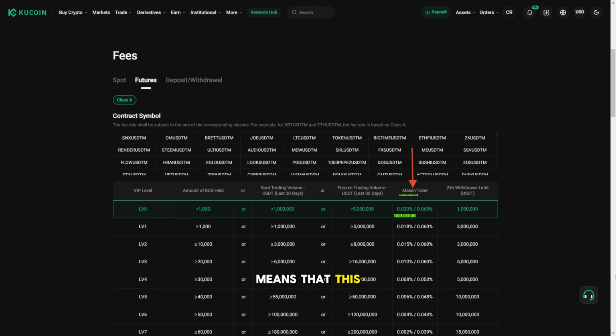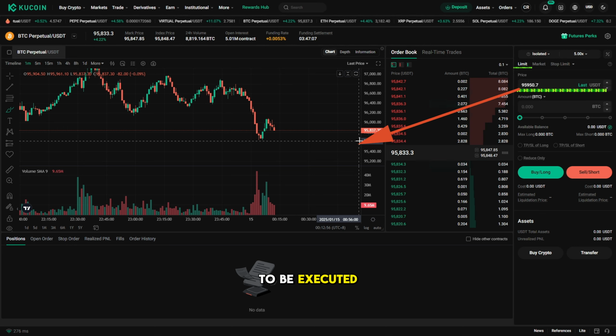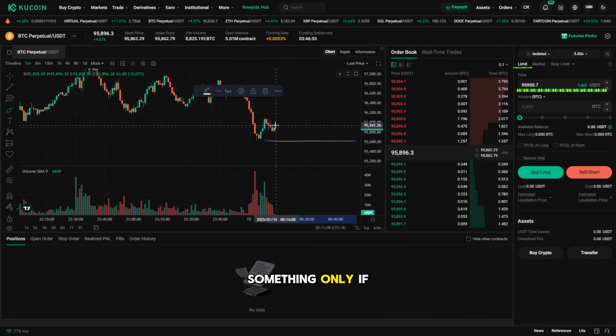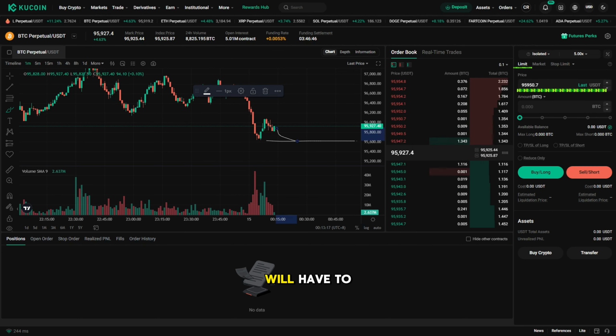Maker fee means that this fee is always important for you if you're using a limit order. So when trading, you have the option to select limit right here. Then you can set a certain price at which you want the order to be executed. So let's say, for example, at $40,000, only if $40,000 is reached, the price goes down, then your order will be executed, and then you will have the maker fee.